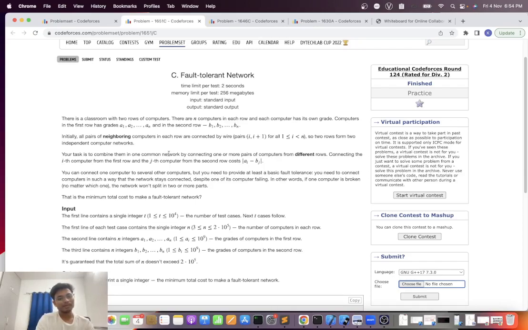Your task is to combine them into one common network by connecting one or more pairs of computers from different rows. Connecting the ith computer from the first row and the jth computer from the second row costs ai minus bj. You can connect one computer to several other computers. But you need to provide at least a basic fault tolerance, that is, you need to connect computers in such a way that the computers stay connected despite one of the computers failing.